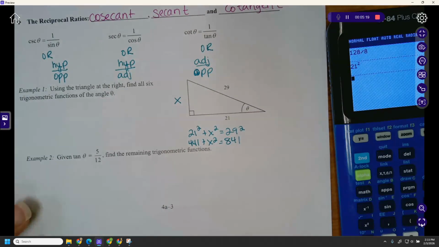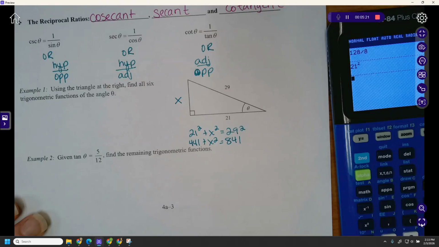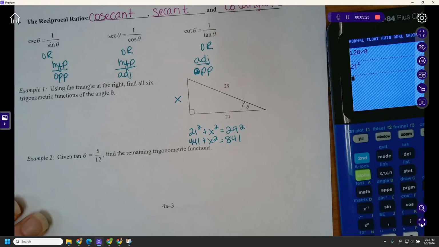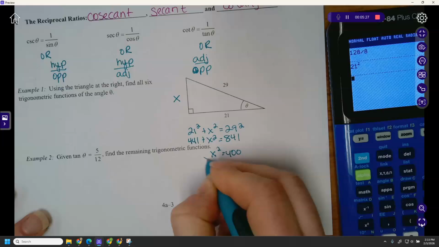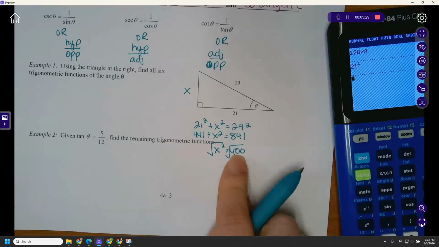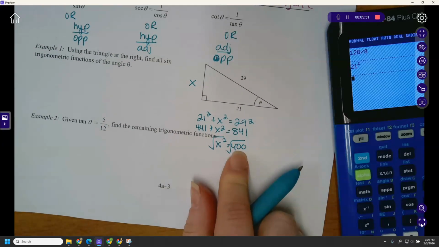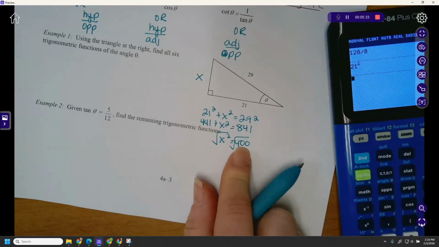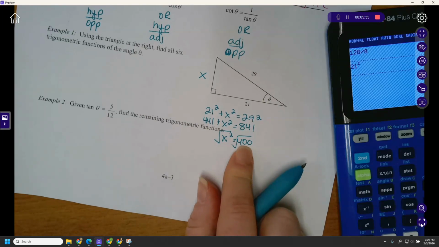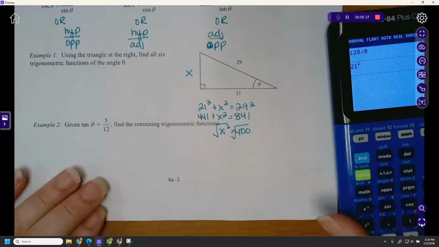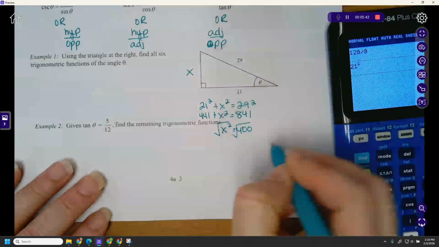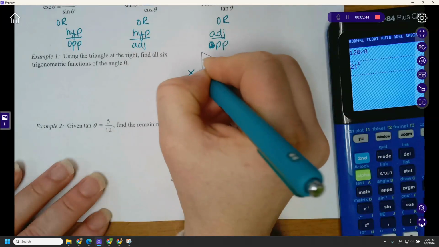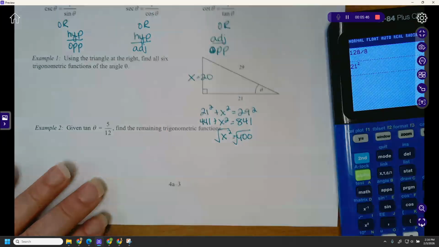841. What do we do now? Subtract the 441, right? You get 400. This one's a nice one today. If, guys, let's say you get like 19, don't round it. Leave it as root 19 today. Okay, just don't bother giving me decimals. Root 400, we know. If you took the square root of 400, isn't it 20? Okay. So this piece is 20.